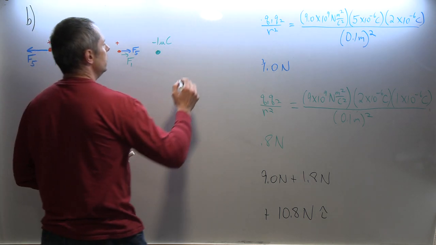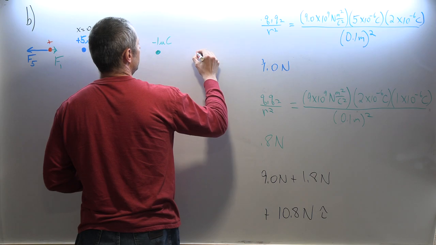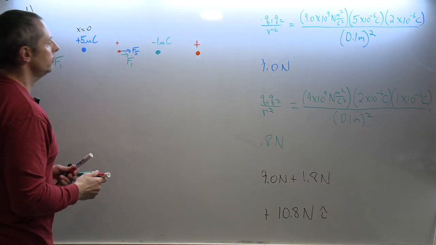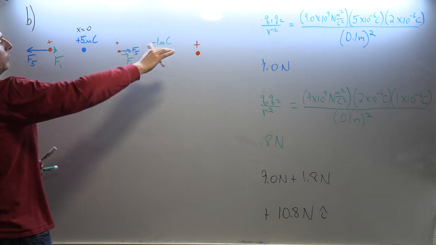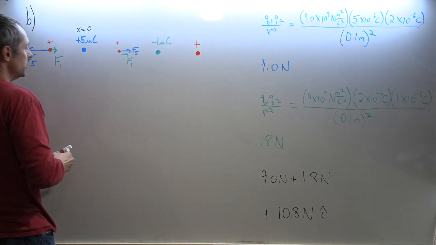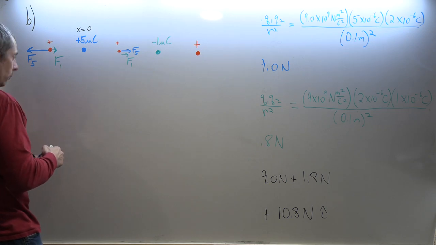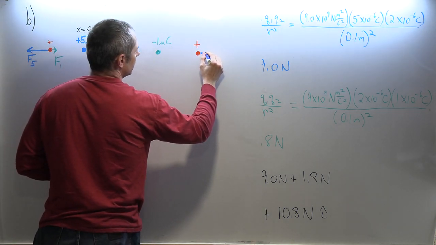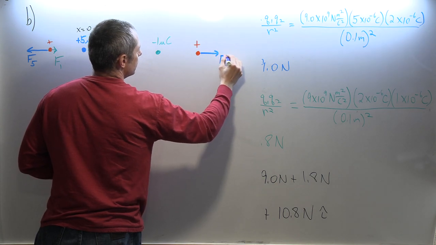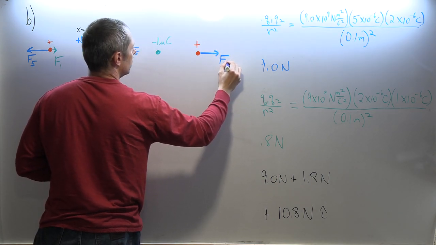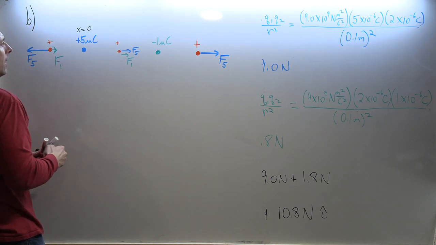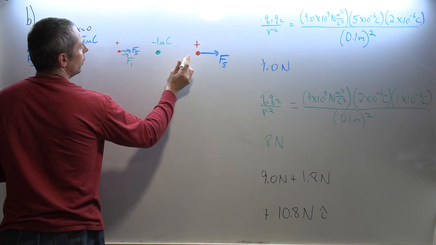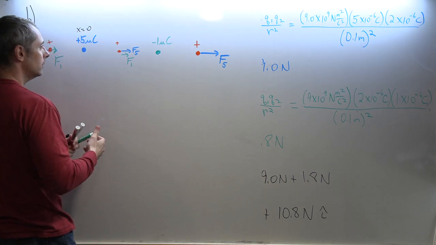The only place for this to possibly have a net force of 0 is if we put the plus 2 microcoulombs in this region to the right of both charges. Over here, what will happen is this positive and this positive will repel each other. And this negative and this positive will attract each other.